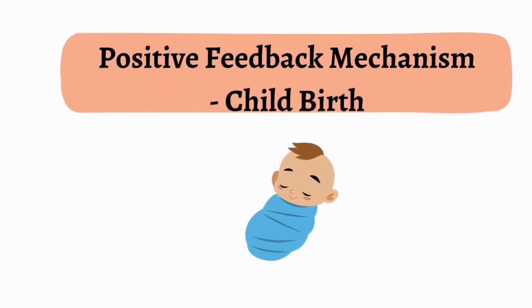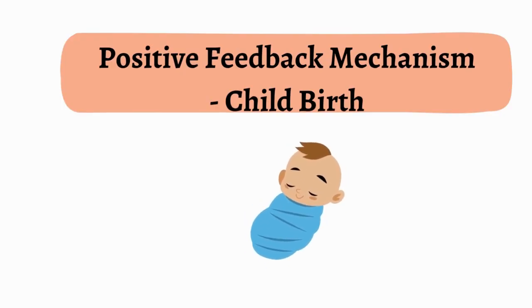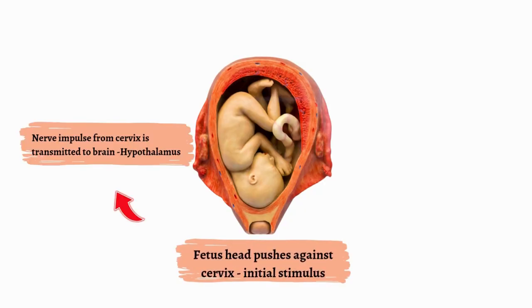So finally, we will look into the positive feedback mechanism, in which childbirth is an example for this. As the fetus pushes against the cervix, it stretches the cervix, and this mechanical stretching is the initial stimulus. The sensory nerve endings in the cervix detect the stretching and send impulse to the brain, particularly to the hypothalamus, which is the control center.